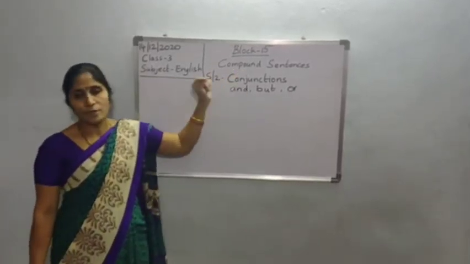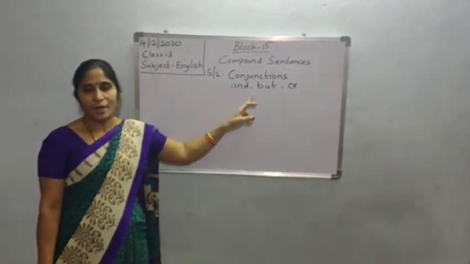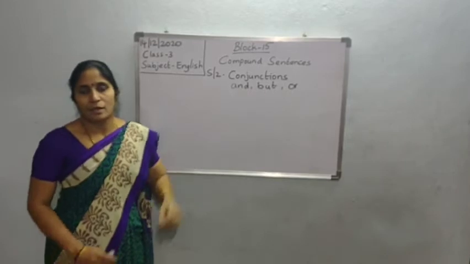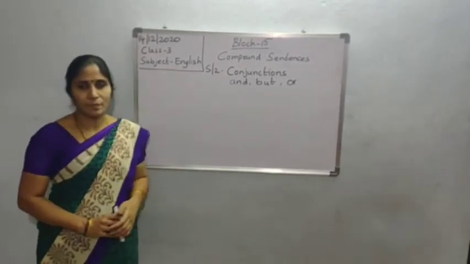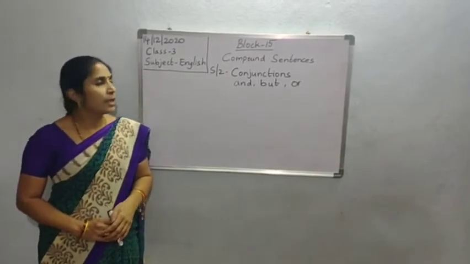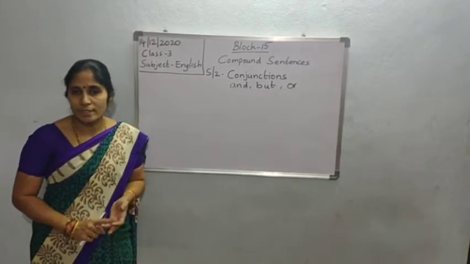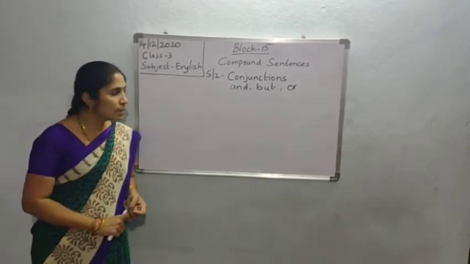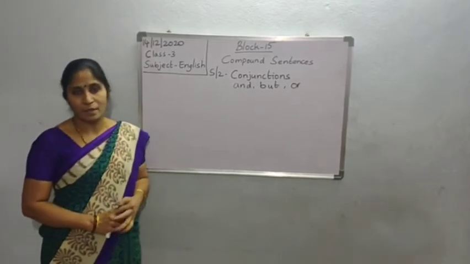Block 15, compound sentences. So our today's topic is conjunctions: and, but, or. Okay. So what is a conjunction? A conjunction means nothing but a joining word. It connects words or groups of words or short sentences. So today the three conjunctions we are going to look at are and, but, or.